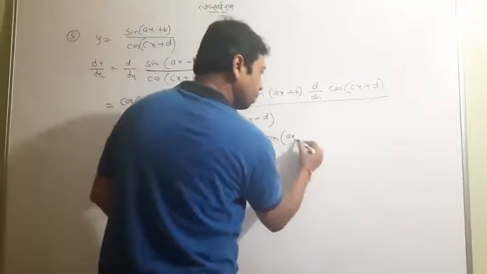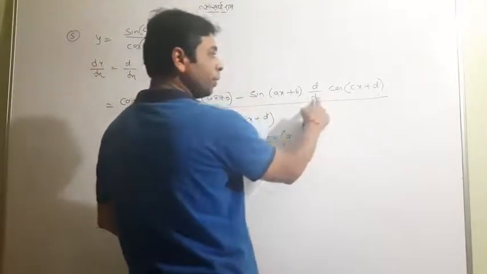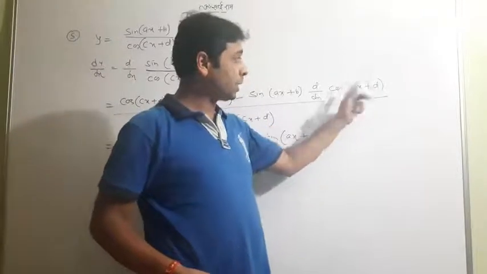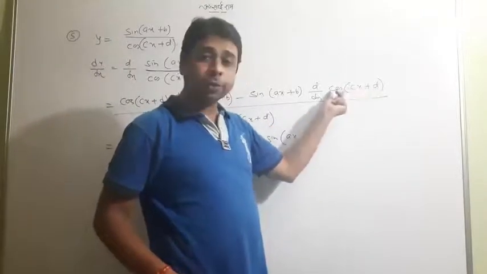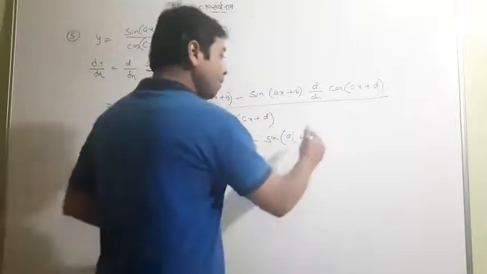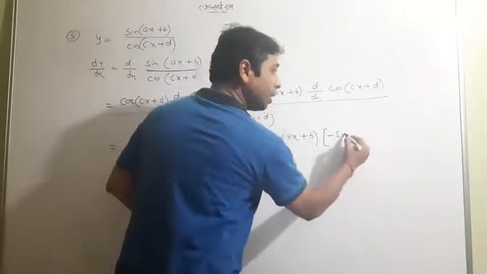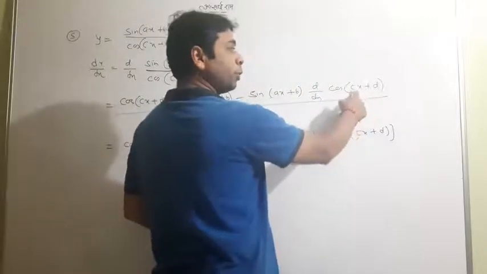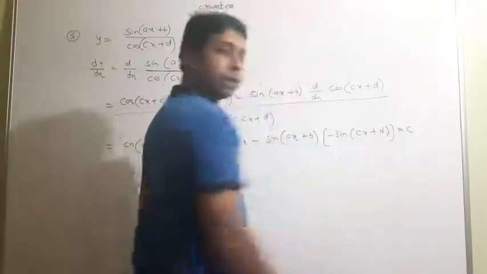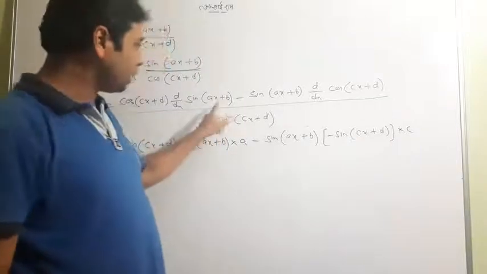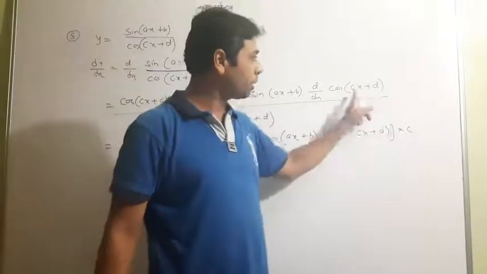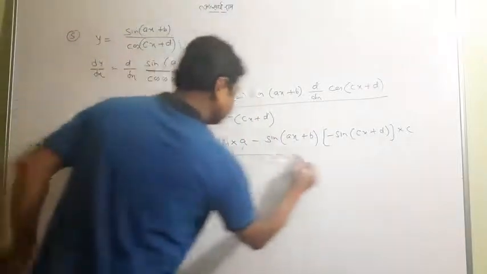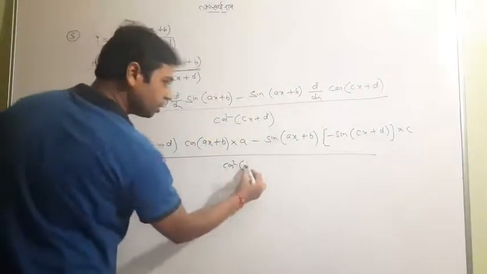Sine of ax plus b being here, what is the differentiation of cos? Then by this chain rule, first cos and then cx plus d. So what is the differential of cos? Minus sine. So I will write here minus sine of cx plus d, and the differential of cx plus d is c by the chain rule. As it was a, definitely it is c, because x has differentiation 1 and d is a constant. And whole upon, it will be similar, cos square of cx plus d.